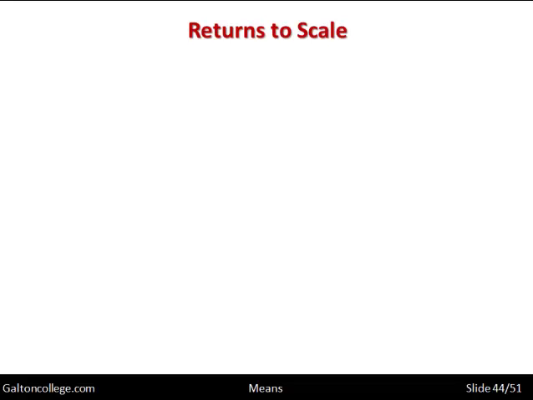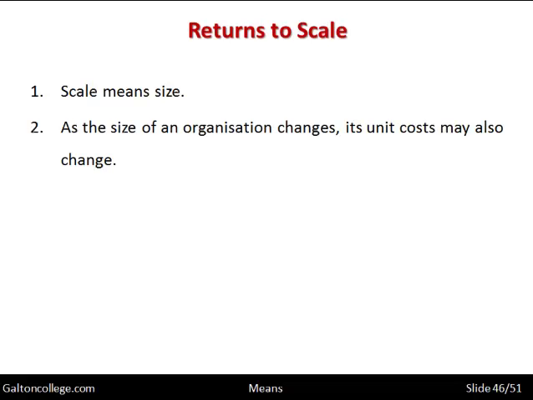In the long run, everything is variable. In the long run, we have what's known as returns to scale. That's the size of the organization. So in the long run, everything is variable. Scale means size. As the size of an organization changes, its unit costs may also change.